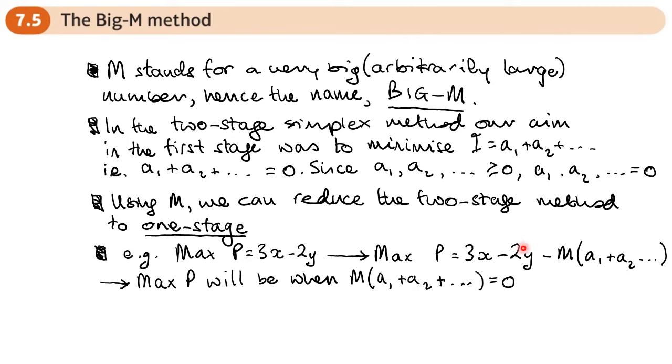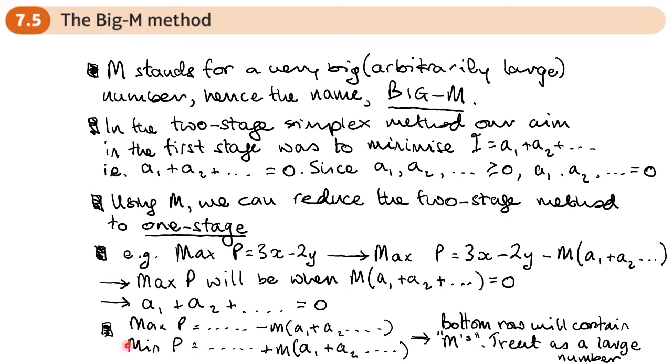Now, the maximum of p will occur when this bit at the end is 0. So we've got that statement here, when m times the sum of our artificial variables equals 0. Now, since m is a very large number, the whole value of this expression is only going to be equal to 0 when the sum of the artificial variables equals 0. So you can see that this achieves the same as the first stage in the two-stage simplex method.